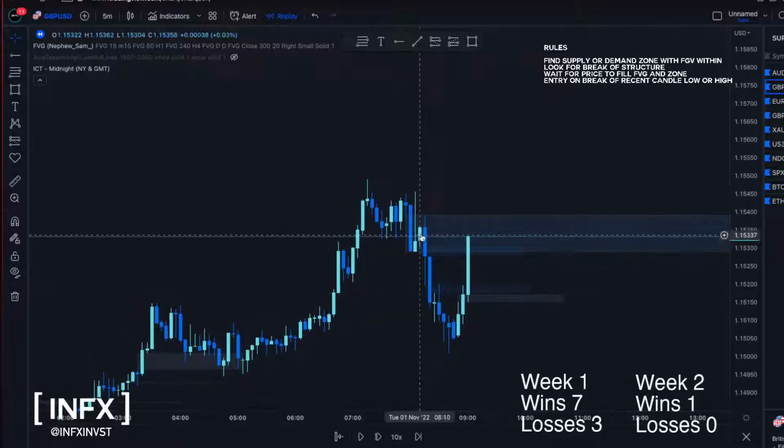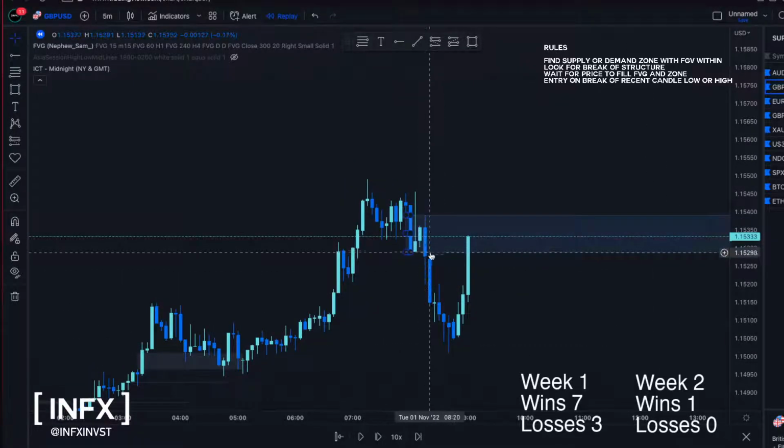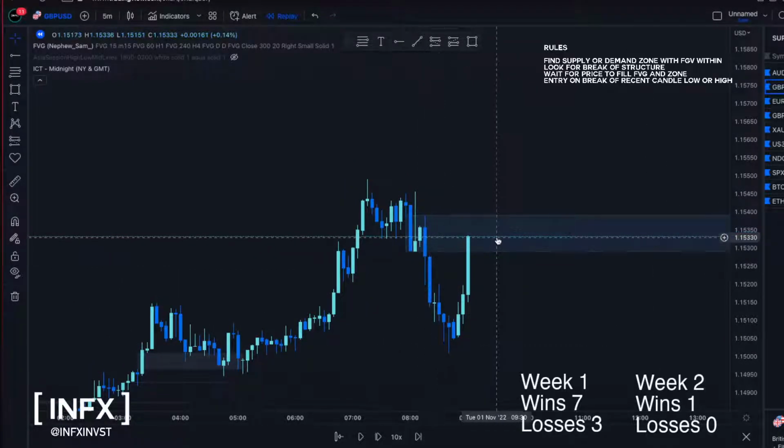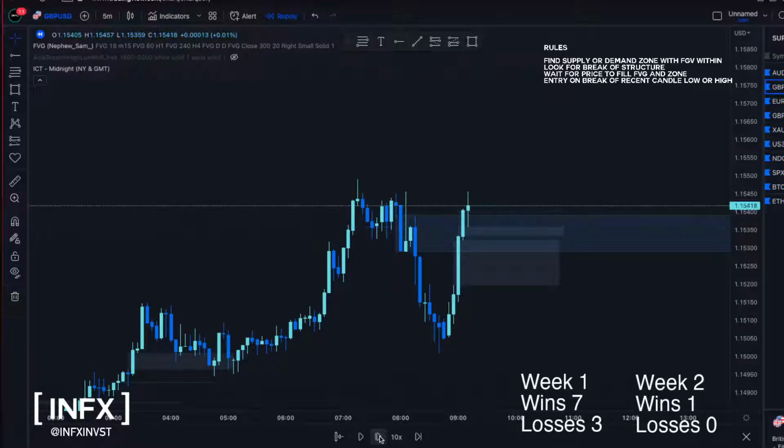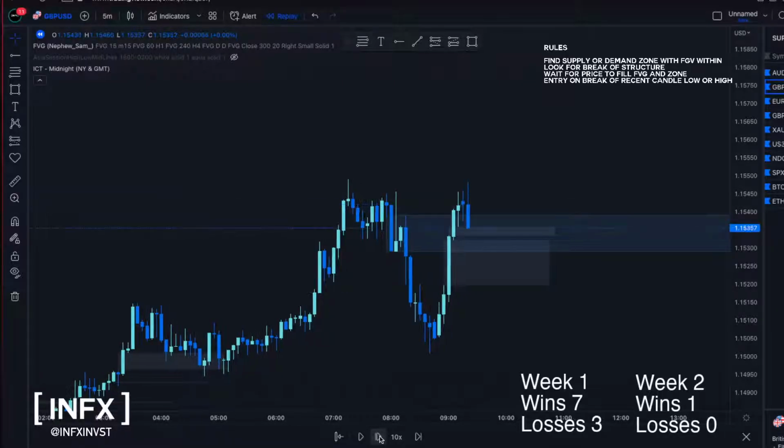Okay, so supply zone here. Fair value gap just got filled within the supply zone, so looking for price now to give our entry, which is a break of a candle low. Push just above. There is an entry here. We have gone above the mark zone, which isn't always ideal.